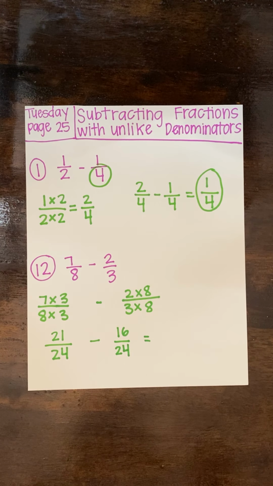So now all I have to do is subtract. I have 21/24 minus 16/24. Okay, so 21 minus 16, remember you are just subtracting your numerators. Our denominator is going to stay the same at 24. So I know that 21 minus 16 is 5. So your answer to this one is 5/24.